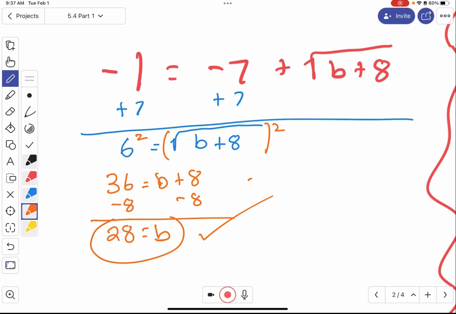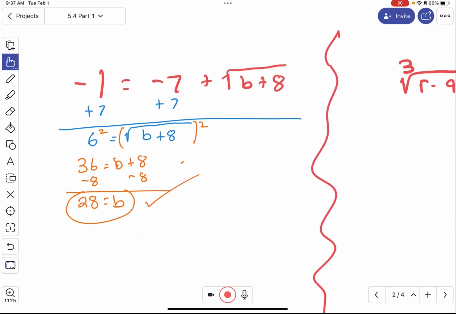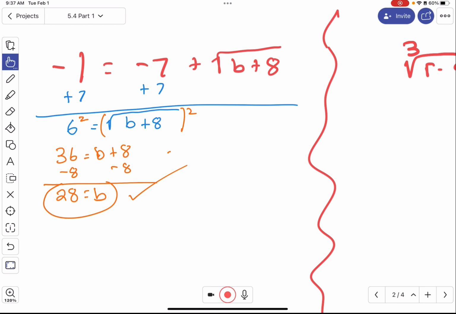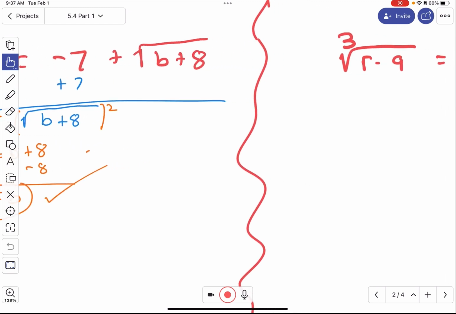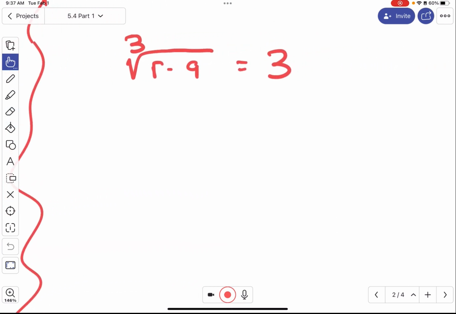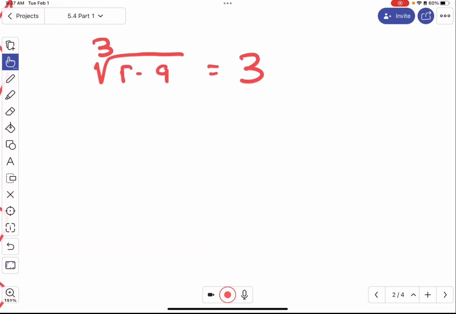Okay. Whole key to this is making sure that you isolate. If there's only one square root, make sure you isolate. There might be cases where it's a little bit different if there's two, but if there's only one square root or cube root, radical, make sure you do that. Okay, so now let's look at the next one.